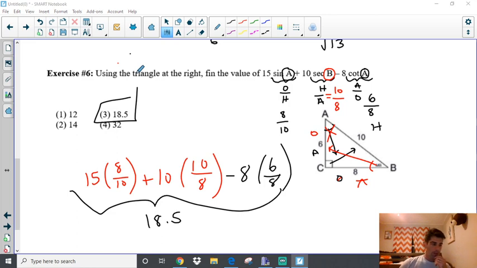There you go. So that is an introduction on using the trig ratios. Okay, so in the next lesson, we're going to go ahead and start using angles of rotation, and we're going to get a little bit deeper into some of these questions.